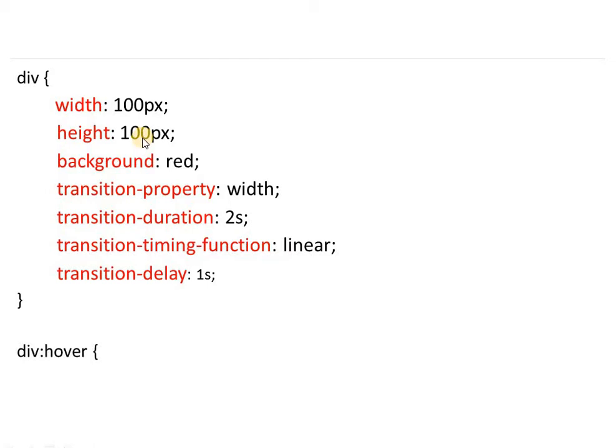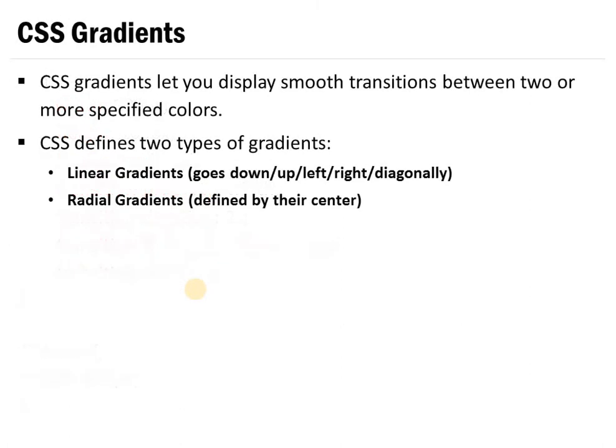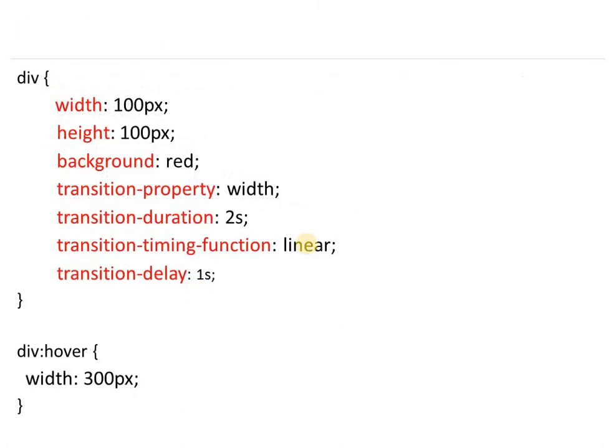Over here, background color is red, transition property we have set to width. Okay, for what duration? 2 seconds. We have set transition timing function as linear and transition delay as 1 second, and this is width 300 pixel. It is same as above.